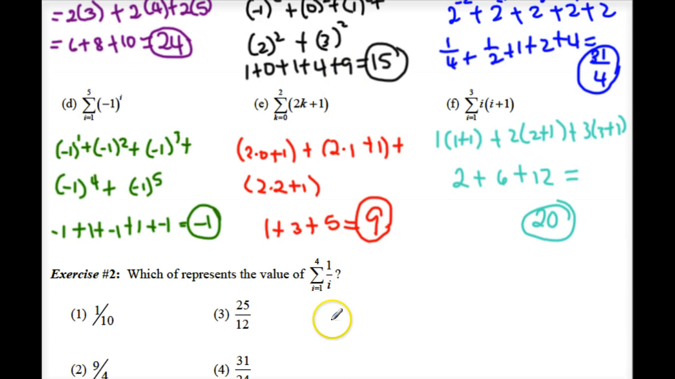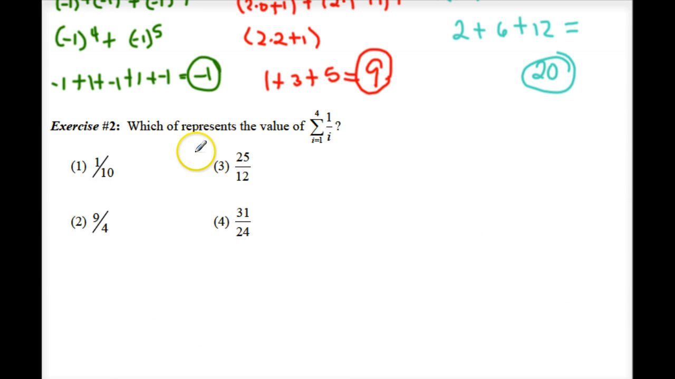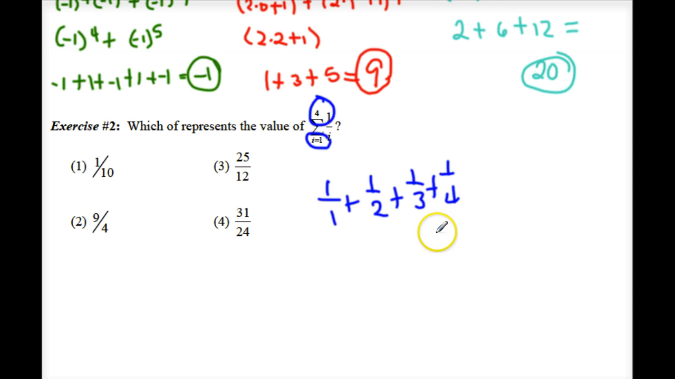Now, let's see what this looks like on the regions. It says which represents the value of this function? Again, I'm doing summation, so I know it's going to be add. So I'm starting at 1, and I'm going to be ending at 4. So it becomes 1/1 plus 1/2 plus 1/3 plus 1/4, right? And then what do I get? This equals 2.